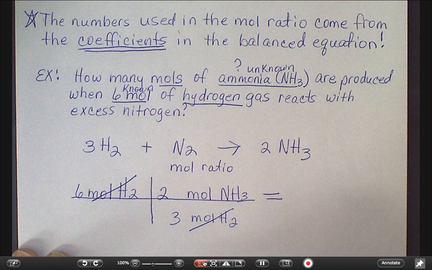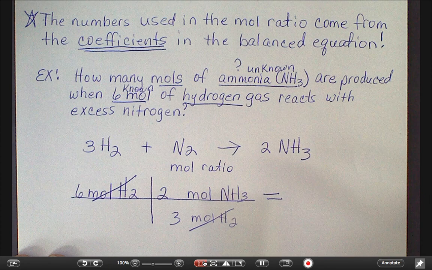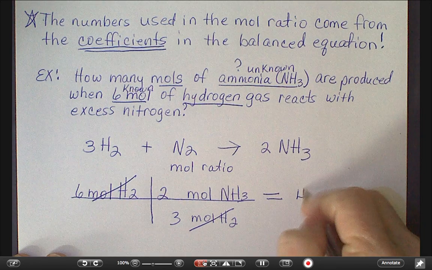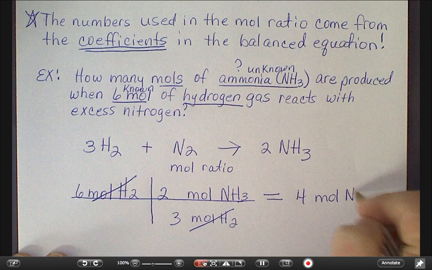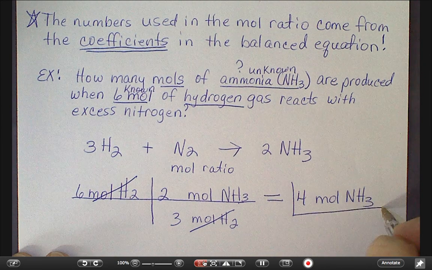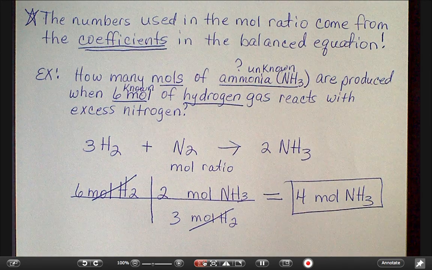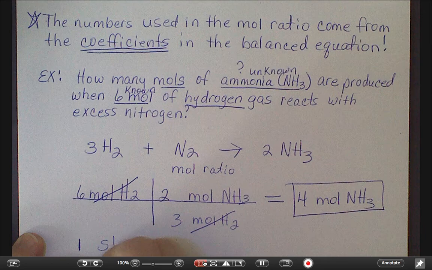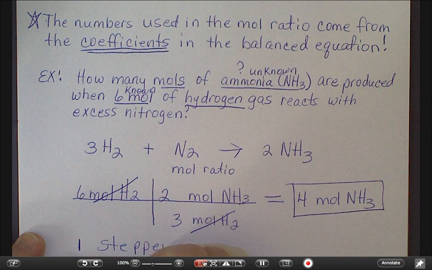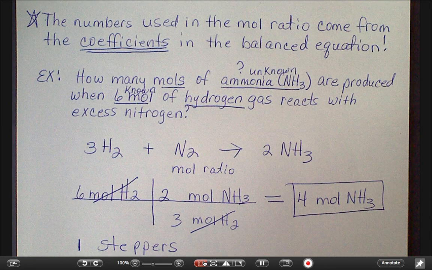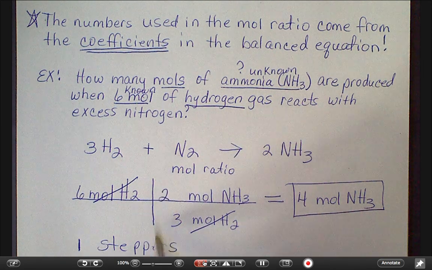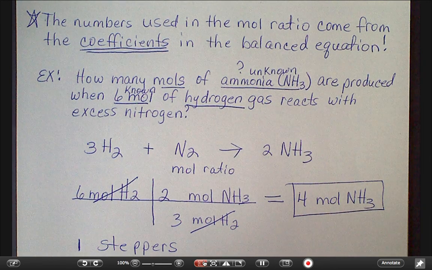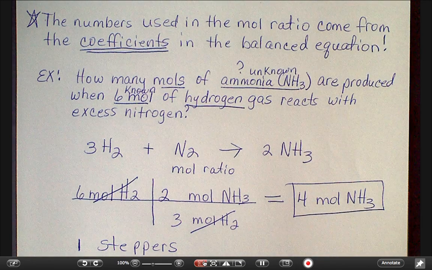Moles cancel. Now it's left to do the math. 6 times 2 is 12. Everybody agree? Divided by 3 is what? So my answer is 4 mole of NH3. And you're done. I call these one-steppers. Why? There's only one vertical line. Does everybody see that? Now when we start going to the other types, they will be called 2-steppers and 3-steppers.